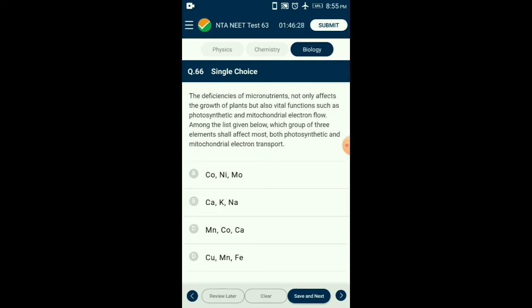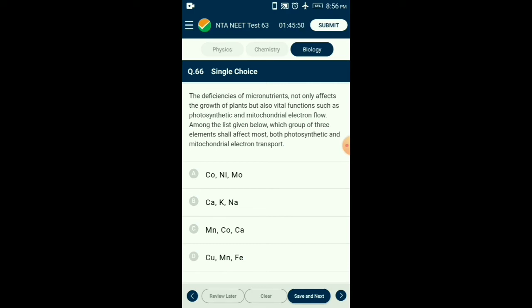Question number 66. The deficiency of micronutrients not only affects the growth of plants but also vital functions such as photosynthetic and mitochondrial electron flow. Among the list given below, which group of three elements shall affect most both photosynthetic and mitochondrial electron transport? Iron is mainly available in the ferrous form, and it is absorbed in the ferric form also. It plays a role in the electron transport system in photosynthesis.